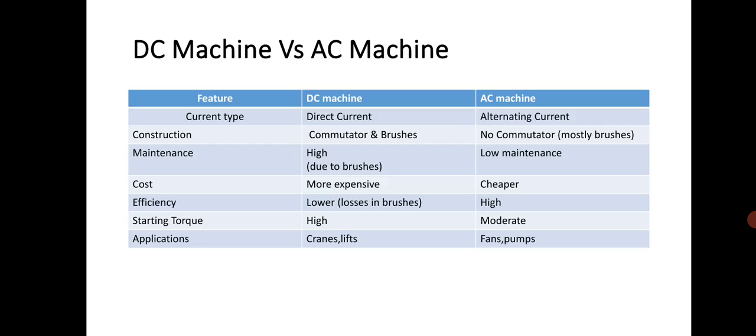Okay, what about the efficiency? DC has lower efficiency and AC has higher efficiency. Then size and weight: DC is bulky, but AC is compact. Then what about losses? DC has more losses, but AC has fewer losses. Then what are the applications? Cranes and lifts are used in DC machines, and in AC machines fans, pumps and industries.